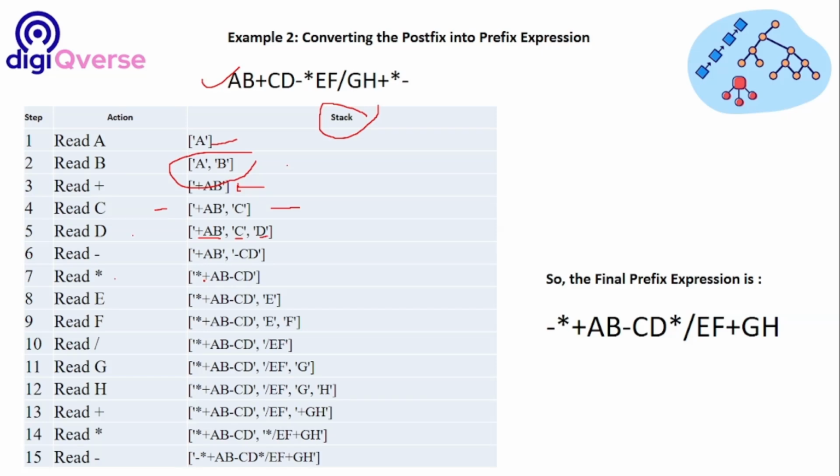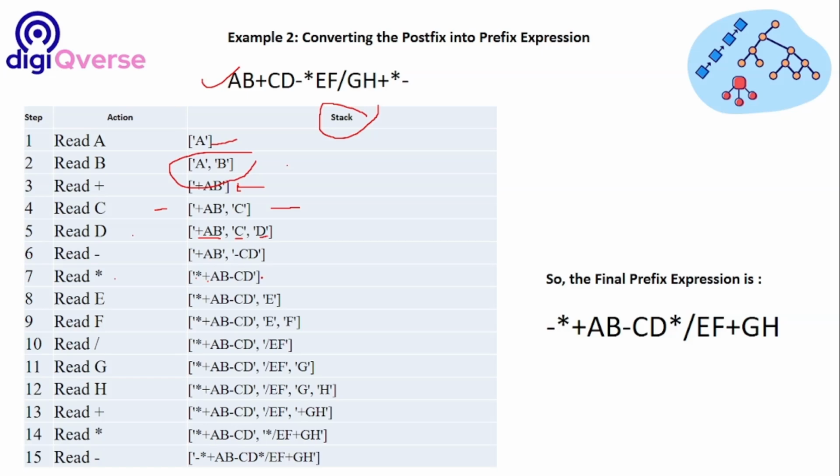So star is one expression, and plus AB, sorry, before the star we find the minus. So we set plus AB minus CD like this, and after that we find the star. So we define the star here, with plus AB minus CD as another expression.